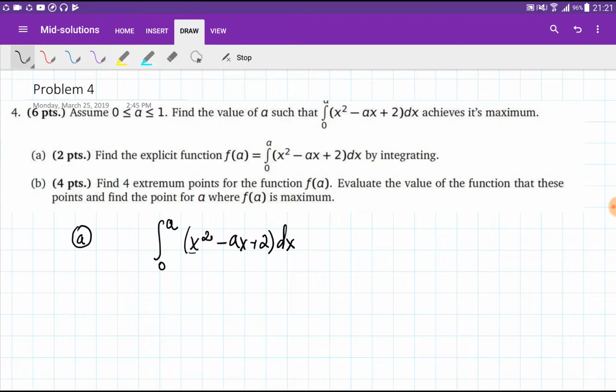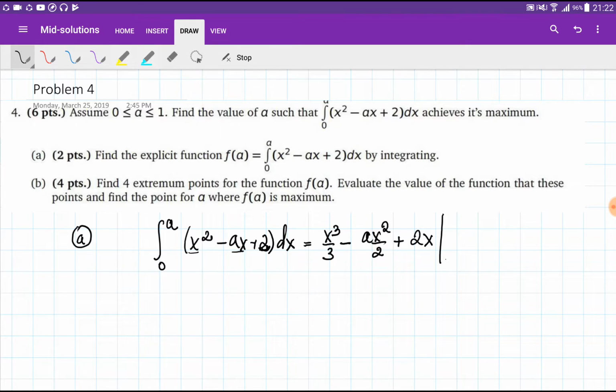So basically, in all of the three terms, we consider x as the variable and everything else as constants, right? So a will also be considered a constant, which doesn't depend on x. So the antiderivative of x squared is x cubed over 3, minus the antiderivative of ax, which is ax squared over 2. Here a is considered just a constant. Plus the last 2 here, so plus the antiderivative of 2, which is 2x.